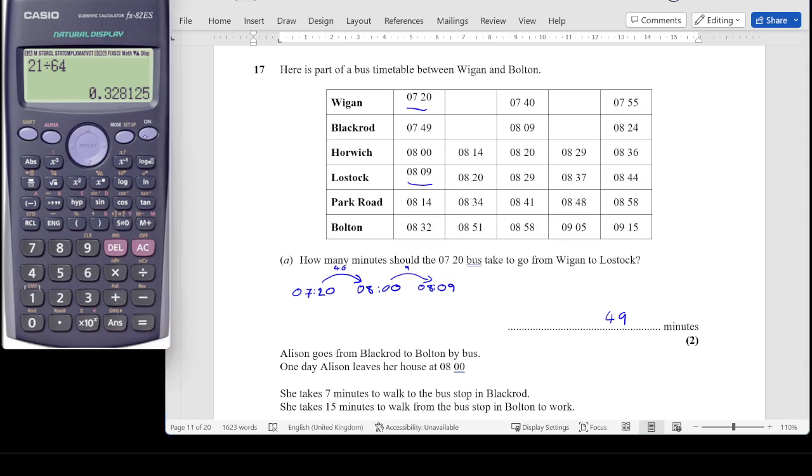And then if you remember it, you can do this on your calculator. You can type using the time function, so I can say 8 hours and 9 minutes, and I want to subtract 7 hours and 20 minutes. So that gives me 49 minutes: 0 hours, 49 minutes, 0 seconds.